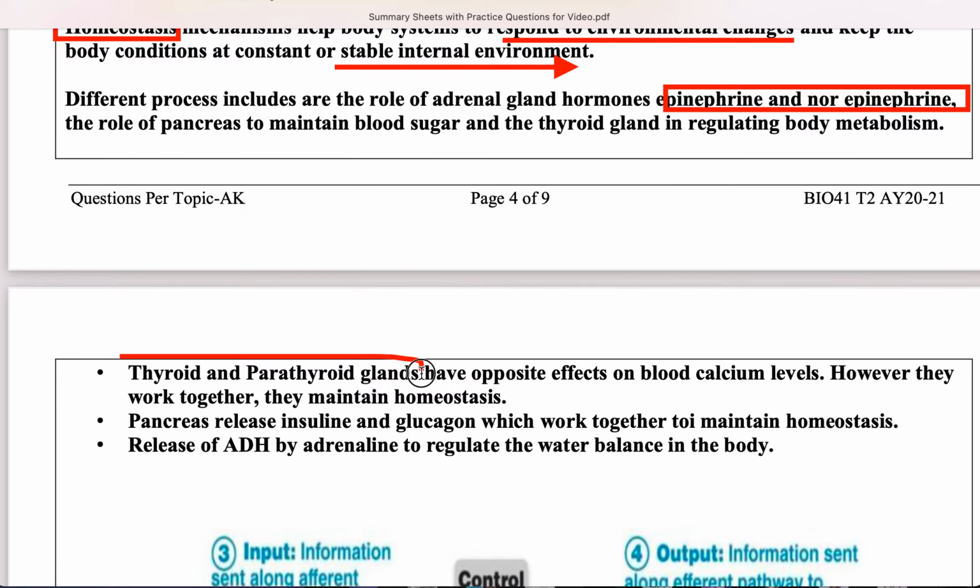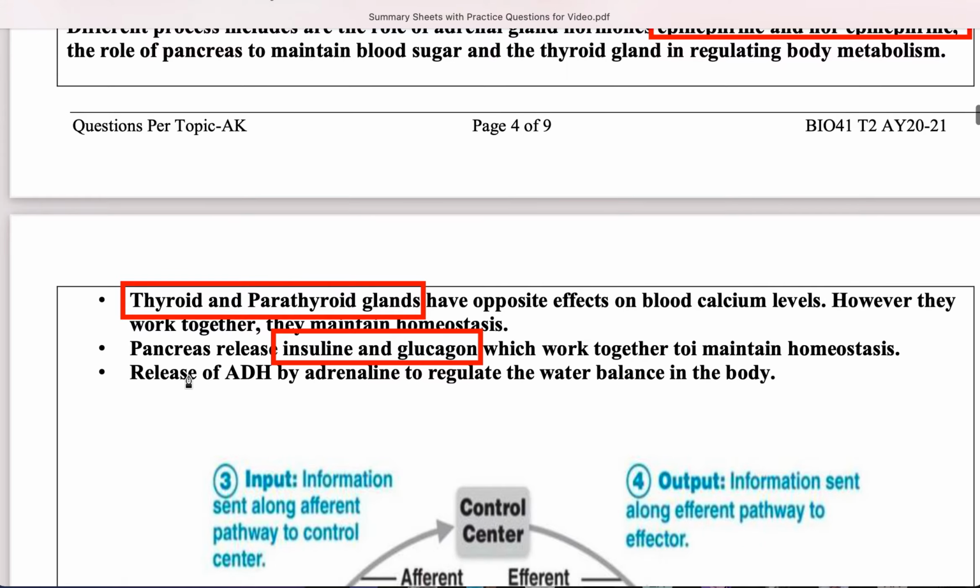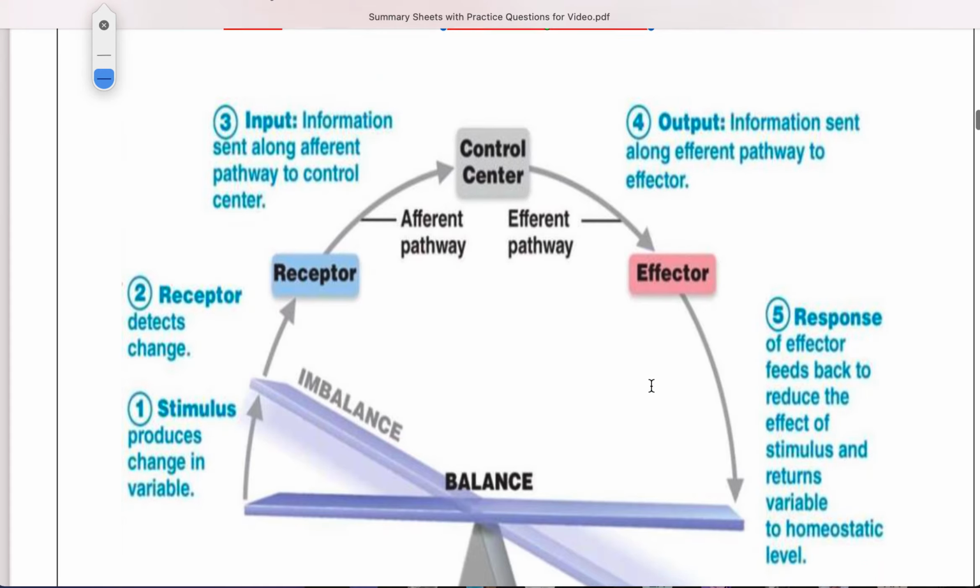You can see over here, epinephrine and norepinephrine are one pair. Thyroid and parathyroid are another pair. And insulin and glucagon are another pair. So remember, these are the three main pairs which work by negative feedback mechanism to keep the body conditions at the homeostatic level. There is another hormone alone, ADH, which regulates the body temperature. Boys, I'm re-insisting over here.